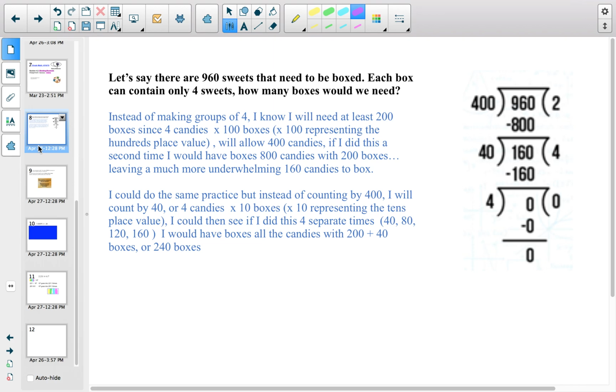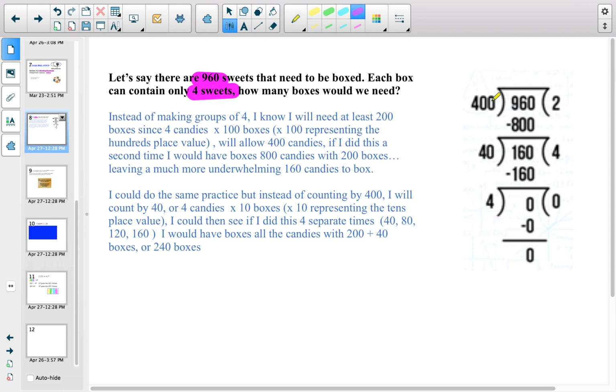Okay, so when we look at division, really all the division is saying is how do we take something and break it up into a certain size group or certain number of groups. And so if we break it into a certain size, how many groups will we have? So for example here, let's say we have 960 chocolates or sweets or whatever, and we need to package them in groups of 4. Well, that's a division. We're putting them in groups. How many boxes do we have?